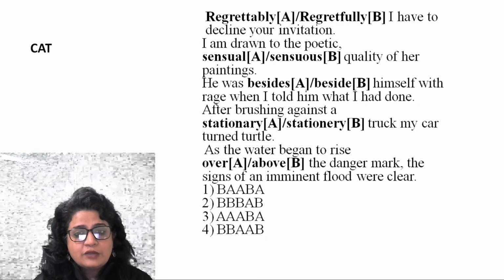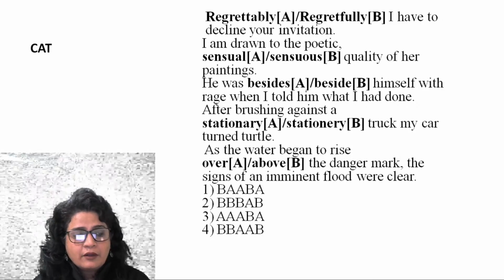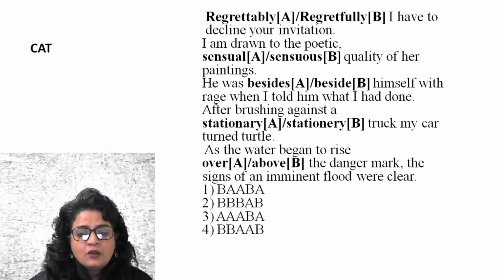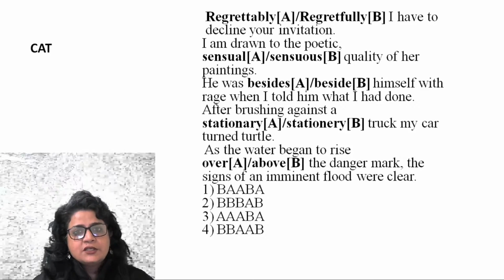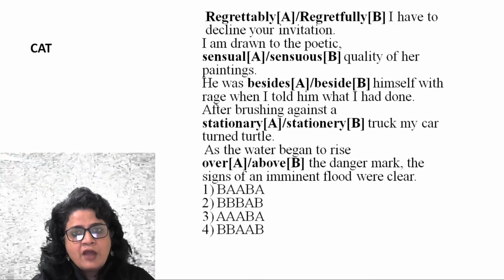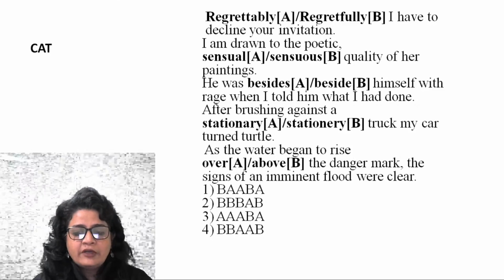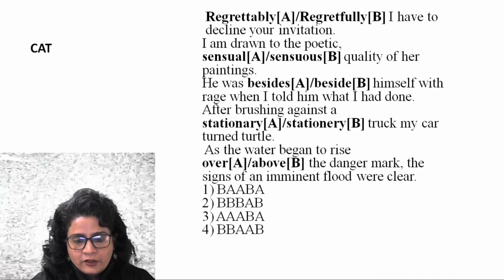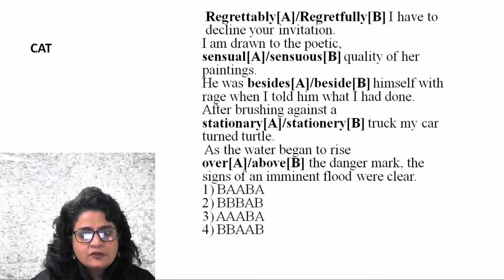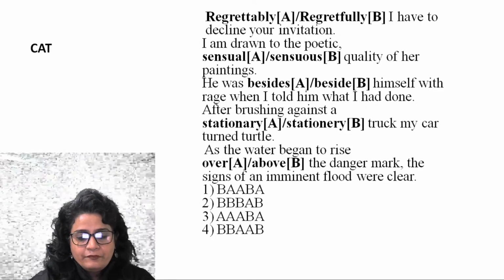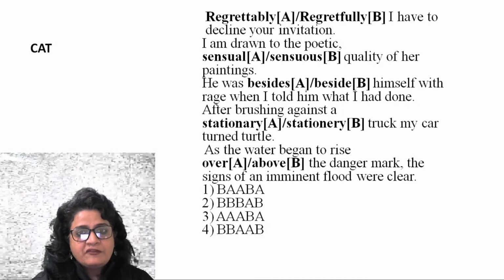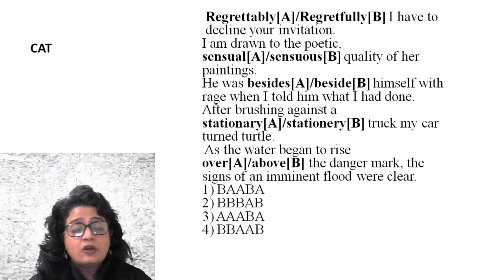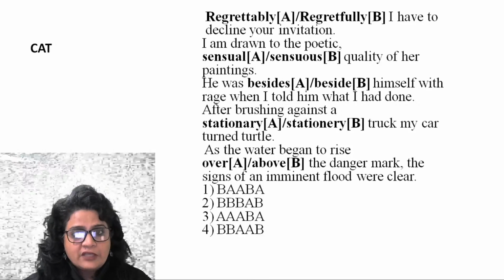As the water began to rise over and above the danger mark. Now, over and above are used interchangeably except in this situation. The only distinction between these two prepositions is whenever you have a clear demarcation, whenever you have a clear point, uske upar is going to be above, right? So, there is a danger mark which has been decided. So if it is flowing above that, it's flowing above the danger mark. It's not flowing over the danger mark, it's flowing above the danger mark.